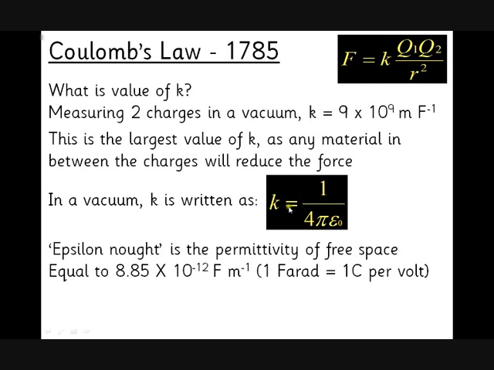Some people remember this value of K, but you are given epsilon naught on the formula sheet, so you can always work out the value of K by doing 1 over 4 pi epsilon naught. So there is Coulomb's law in full: F equals Q1 Q2 over 4 pi epsilon naught r squared. On the exam formula sheet you are given it in this format.